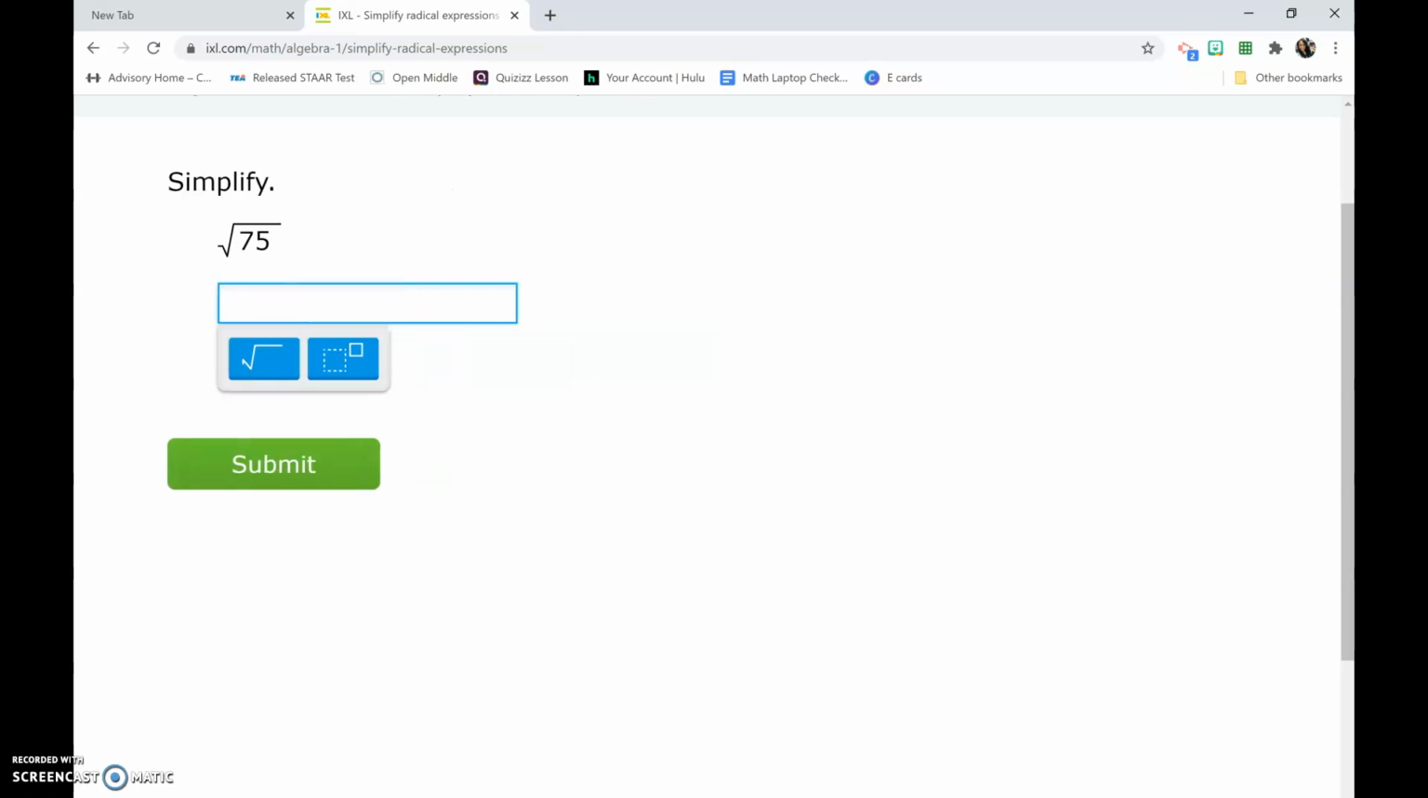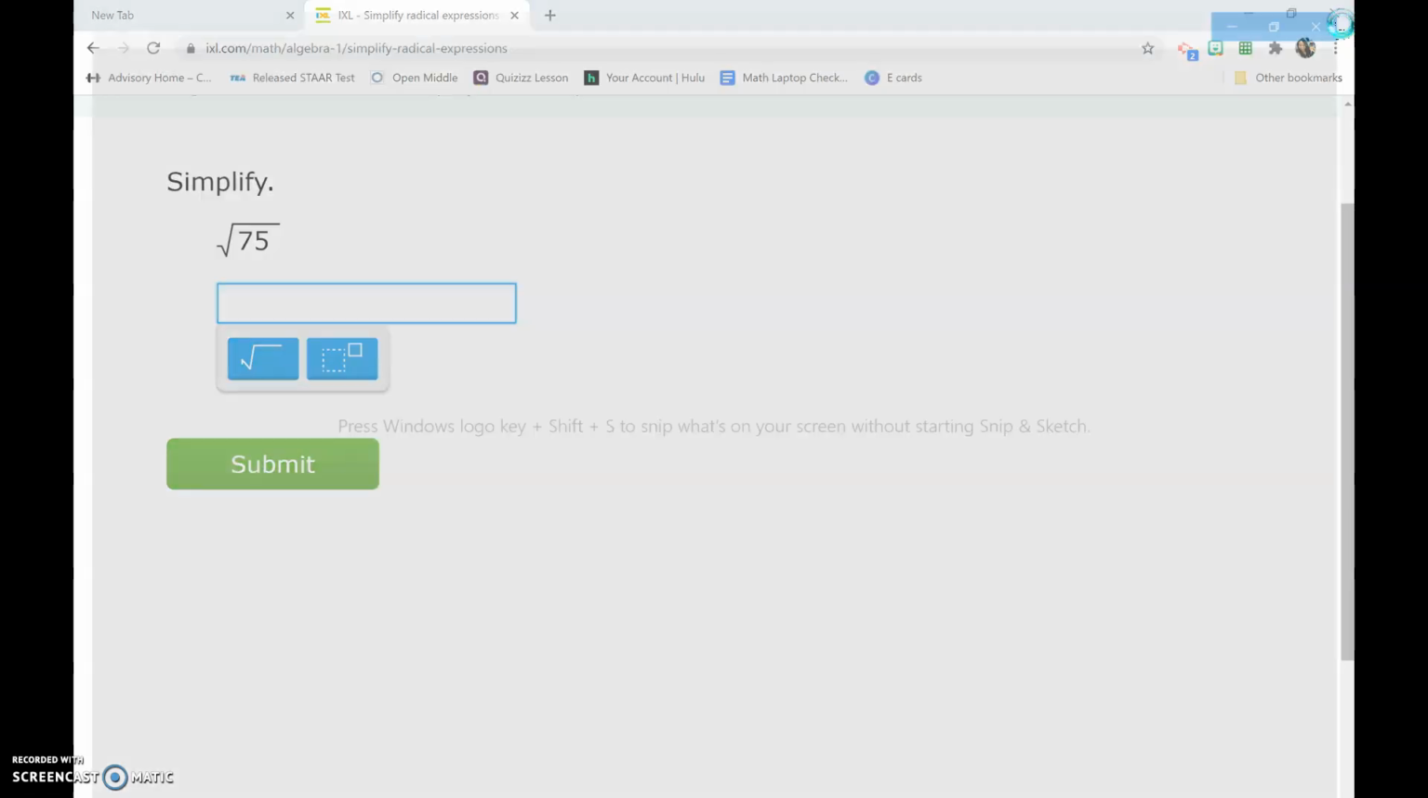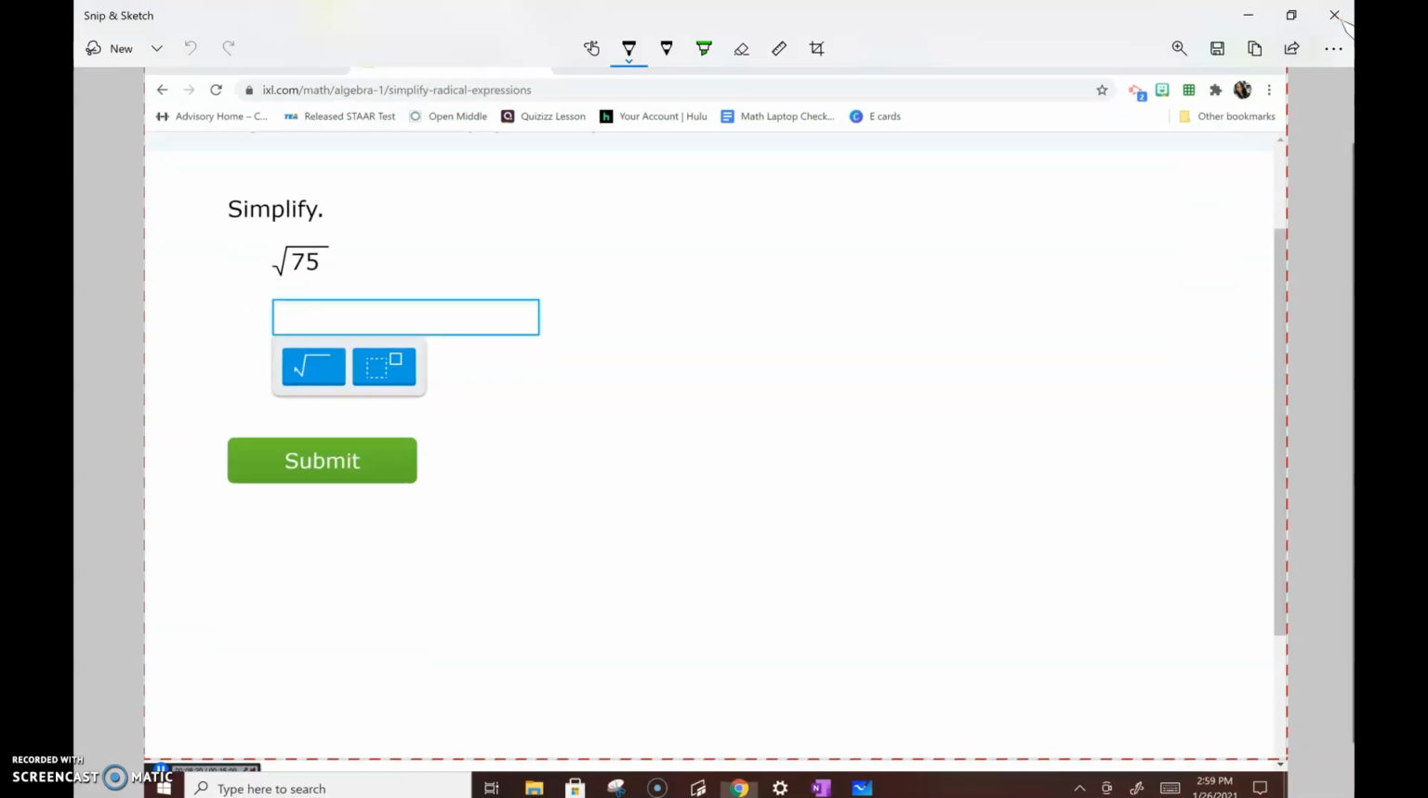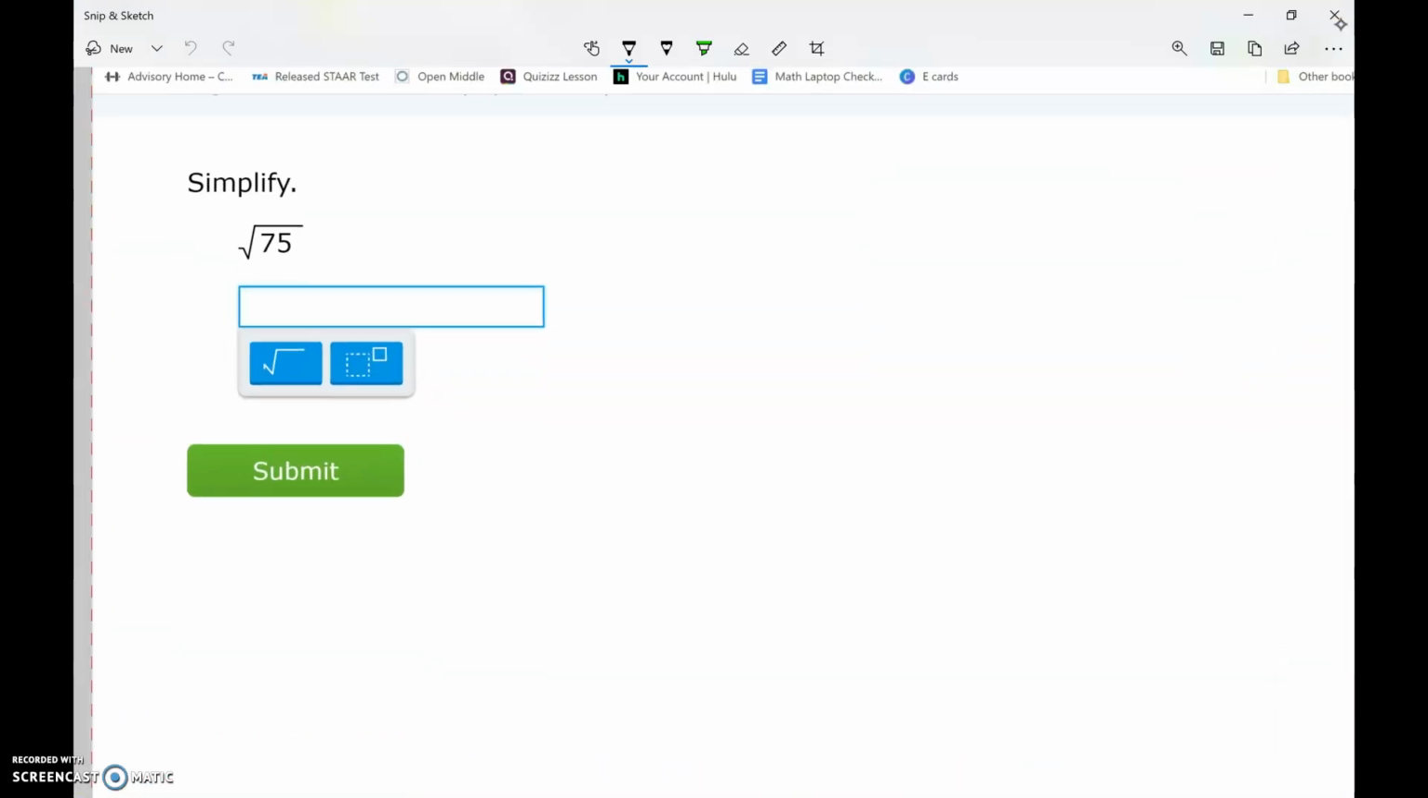Now here I have square root 75. As the numbers get bigger, you may want to start to use a calculator just to make sure you're getting the numbers. One thing I like to do is just try different numbers and find different factors of the number. So let's say I divided this by 3. I would get 25 times 3. Now if you had me in person, I did show you guys how to use the TI Inspire to get some of those factors, so you can use that if that works for you.